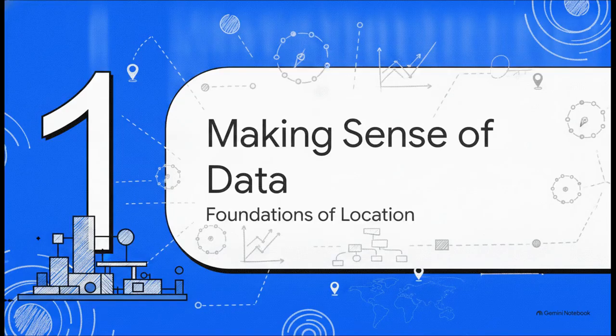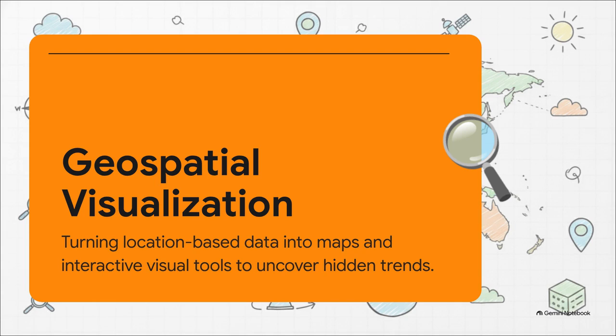Let's start with Section 1, making sense of spatial data. Let's lay the groundwork and figure out exactly what we're working with here. So, what is geospatial data visualization? Essentially, it's turning location-based data into maps, graphs, and interactive visual tools to uncover hidden trends. And this isn't just about making pretty pictures. It's really about operational efficiency. It's about better forecasting and, crucially, bridging that communication gap between your technical and non-technical teams. When you can just show someone a map and they instantly get it, you remove the friction that slows down decision-making.